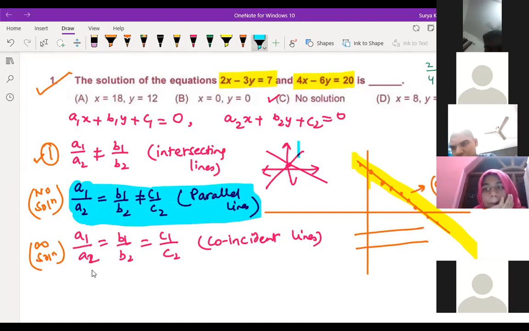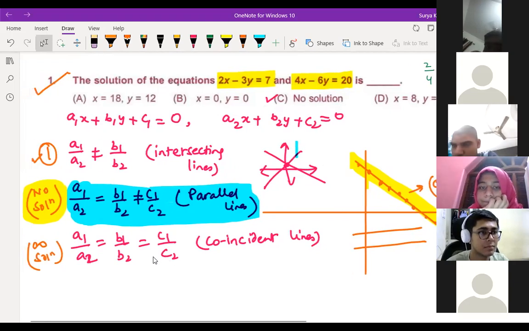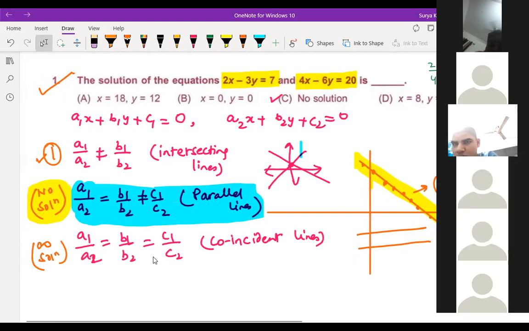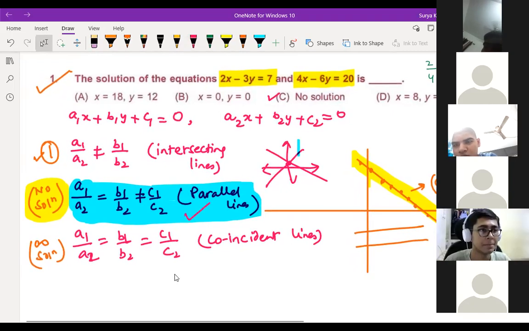Is it clear, children, to everyone? You will have many questions on this, 100% in class 10th. You read the basic introduction in class 9th, but this part you did not have in class 9th. Just try to understand this, and you must know all these things. Is it clear to everyone?